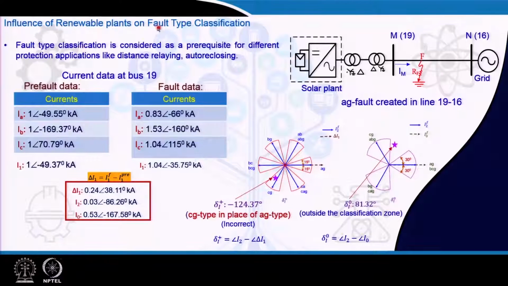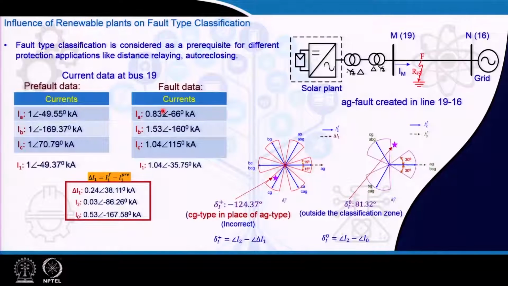So, first we are talking about fault type classification. For fault type classification, if you remember, it primarily uses the current based approach. Let us see the current data at bus number 19 here for a fault in line 1916. The pre-fault current you see here is pretty balanced, then the fault data, a phase A to ground fault.